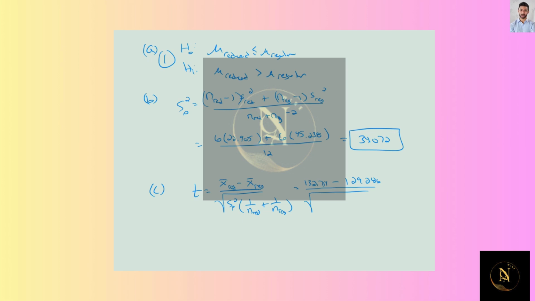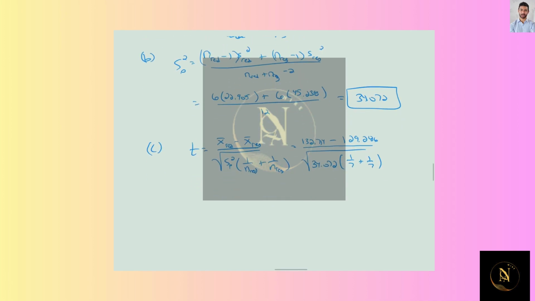Over the square root of the pooled variance times 1 over 7 plus 1 over 7. And so our test statistic to 3 places is 1.099.